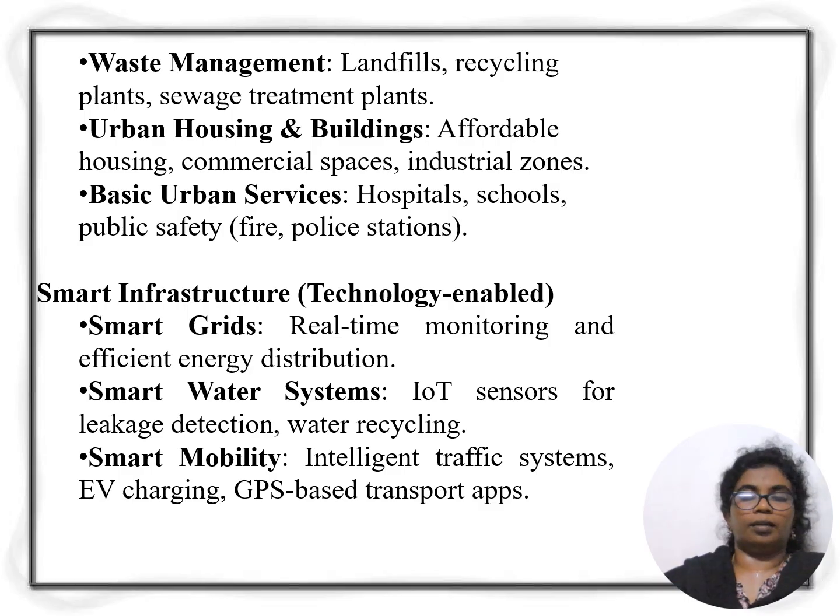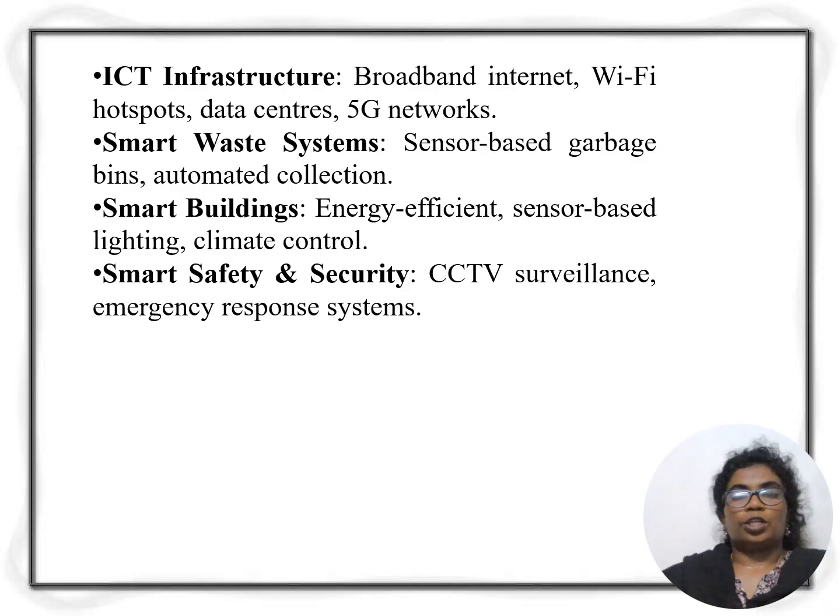Nowadays in Chennai, in Tamil Nadu also, we are using many apps for booking tickets, as well as seeing where the bus is coming; we can easily manage everything using these GPS-based transport apps. ICT infrastructure: broadband internet, Wi-Fi hotspots, data centers and 5G networks. Smart waste systems: sensor-based garbage bins and automated collection. Sensors will tell whether the dustbins are filled or not. So many options are there.